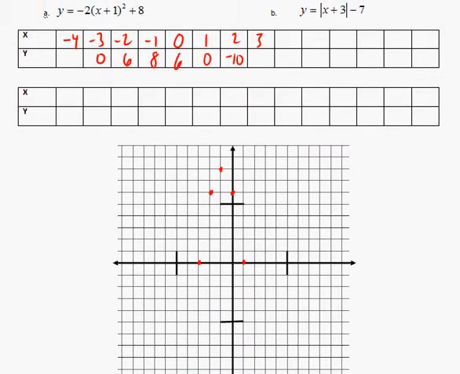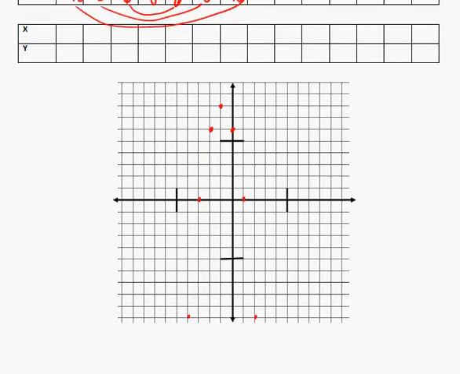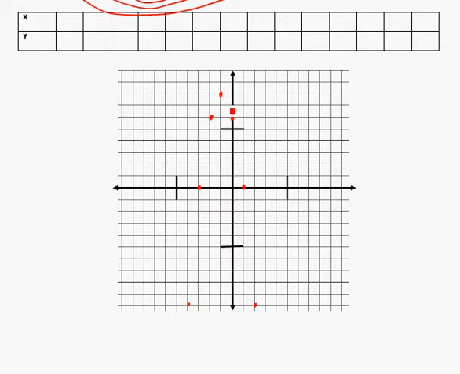So if x is negative 4, then negative 4 plus 1 is negative 3. Negative 3 squared is 9. 9 times negative 2 is negative 18. And negative 18 plus 8 is negative 10. So we can see that there are these y values that match. And negative 4, negative 10 is here just as I suspected it would be. So our graph is this upside down U shape.